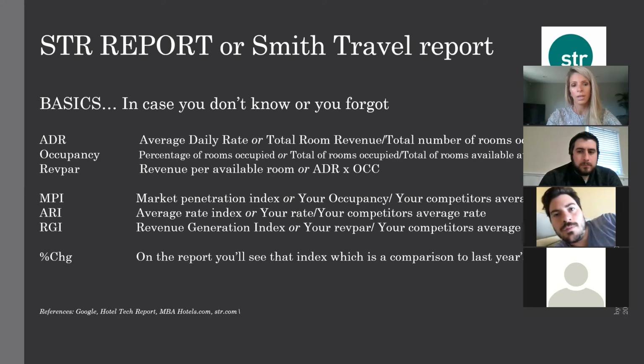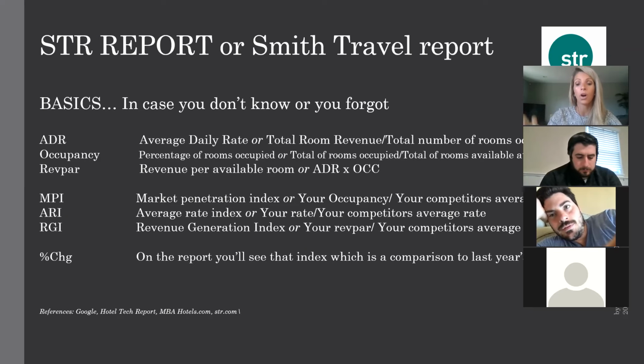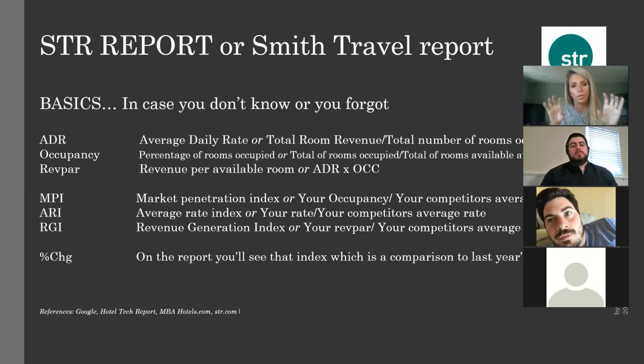So ADR, average daily rate, is calculated as your total room revenue divided by the total number of rooms occupied at your hotel. So if you had $100,000 per day, that's a really nice revenue, and you have 100 rooms occupied, it's going to be the $100,000 you made in revenue today divided by the 100 rooms that were occupied today. Your hotel can have 200 rooms, 100 rooms are occupied, so you divide one by the other. That's your average daily rate.